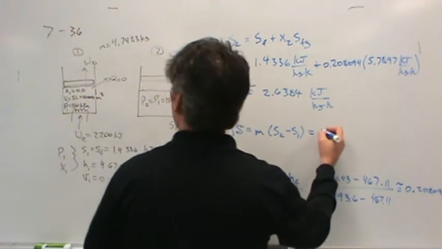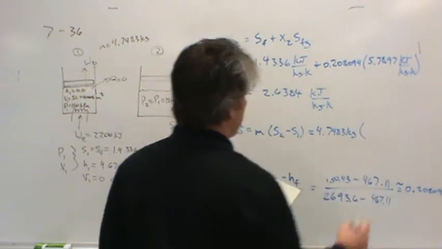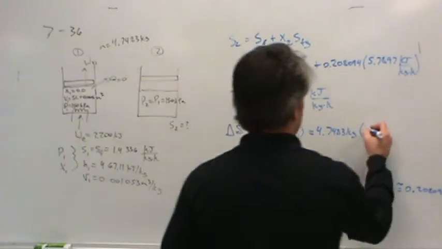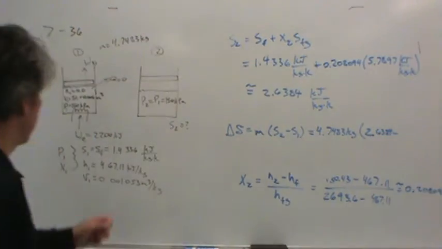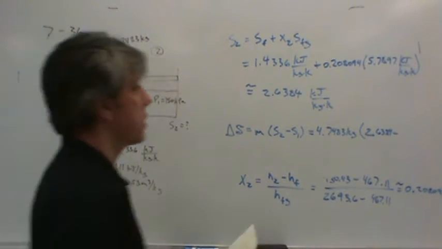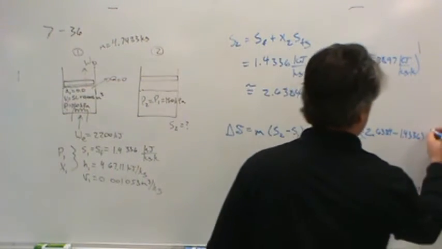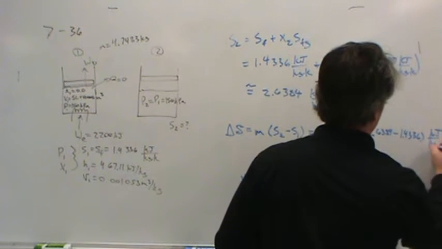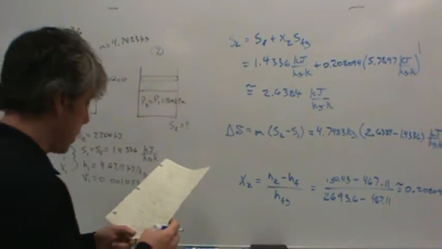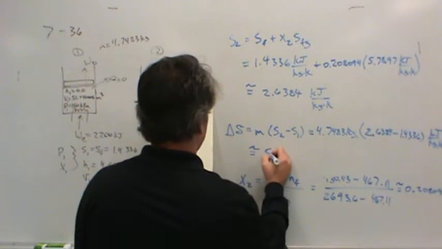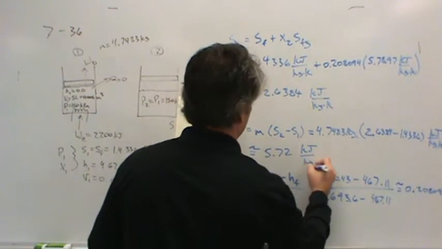Okay. So, 4.7483 kilograms changes entropy, ends up at 2.6384, began at 1.4336. And I'm sorry if I'm off the camera, this is just kilojoules per kilogram per Kelvin, and so the kilograms go away. We'll get kilojoules per Kelvin. When you plug it into your calculator, this comes out to about 5.72 kilojoules per kilogram.